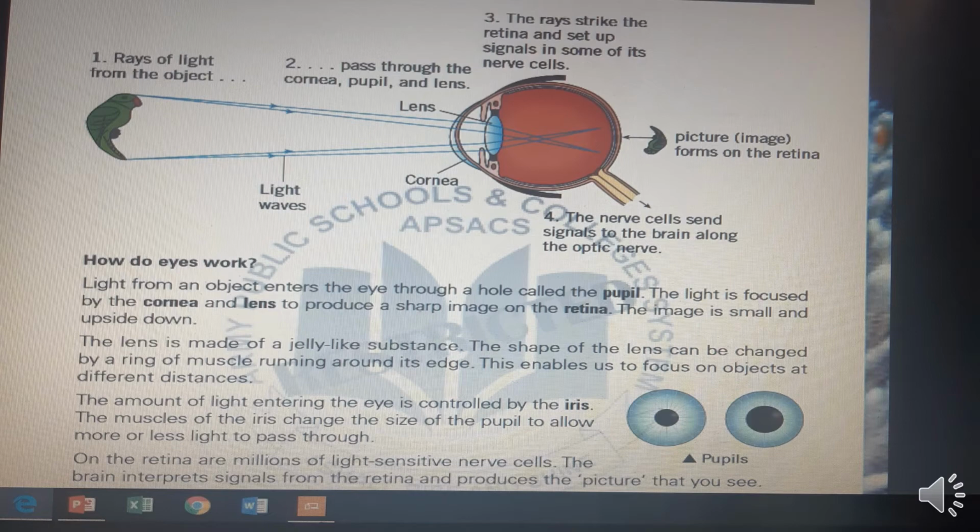First of all, light from an object enters the eye through a hole known as pupil, as I have discussed earlier. Then light is focused by the cornea and lens to produce a sharp image on the retina. The image is small and upside down. This is what I have explained earlier, that the image will be small and upside down, which will be formed at the back of the eye.